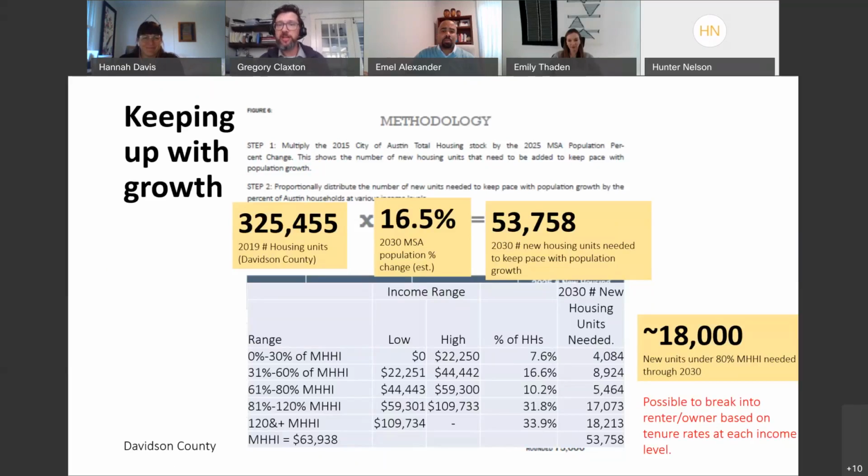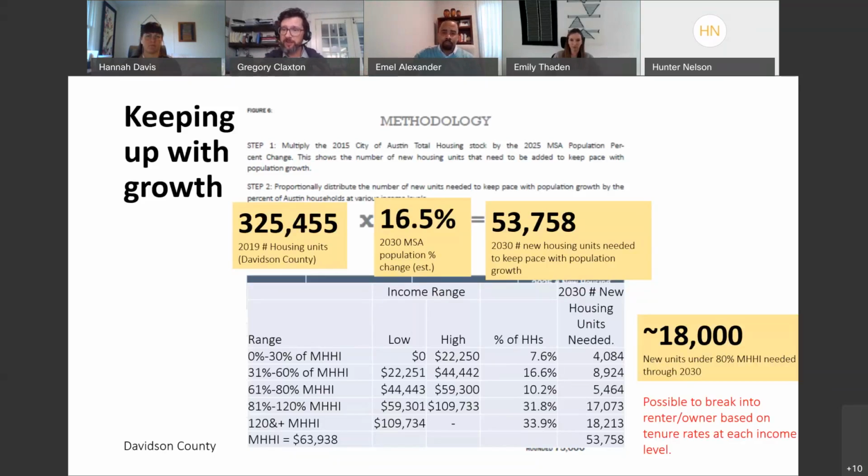Looking at a regional growth rate of about 16.5%, applying that to the number of units in Davidson County, we get that by 2030, we need about 54,000 new housing units just to keep pace with population growth. And then we broke that down by the income strata. This isn't anything sophisticated. It's just saying in the future, we will look basically like we are today. So it's not a strong projection of some change there. It's just recognizing that there's going to be a lot of continuity in terms of how many folks we have at different income levels.